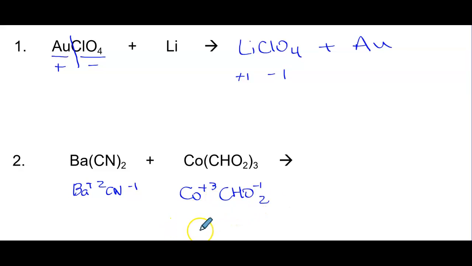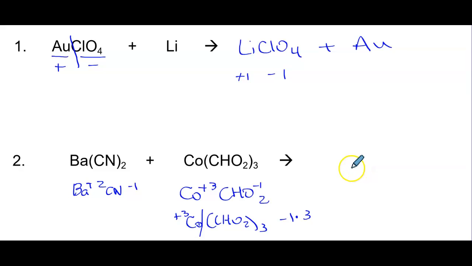Actually, let's just go ahead and talk about how we know cobalt's a 3. That's the same thing where we talked a moment ago, where you're going to have to split this. We looked this up. We see that it forms a minus 1. There are 3 of them, so cobalt must be a plus 3.